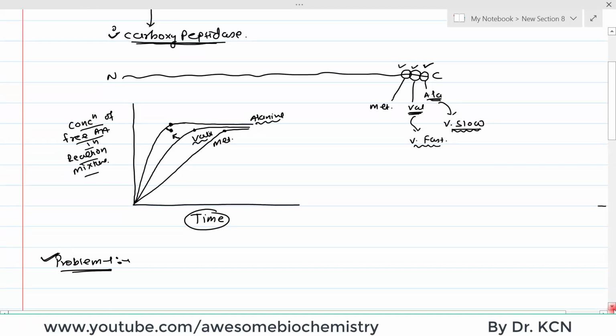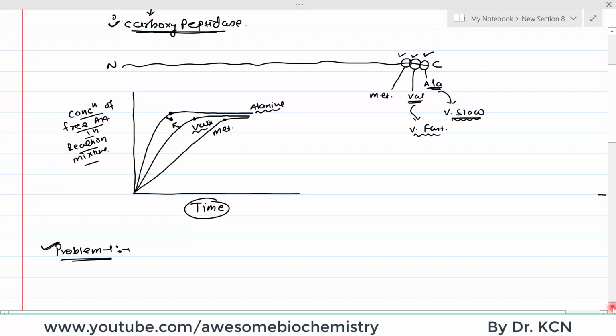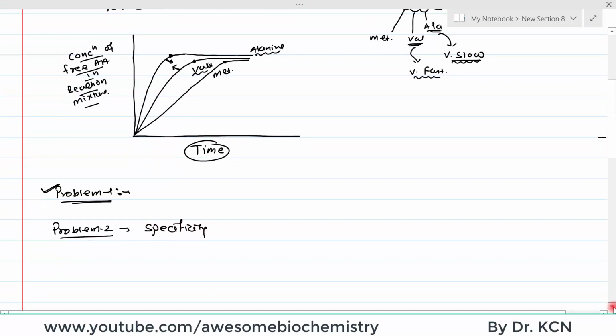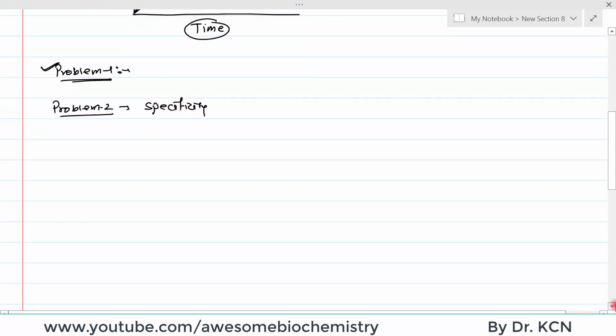The second problem, that is problem 2, is regarding the specificity of the enzyme. Just like all other enzymes, carboxypeptidase also has specificity. Now, to understand that, suppose this is the polypeptide chain, this is the N-terminal and this is the C-terminal.